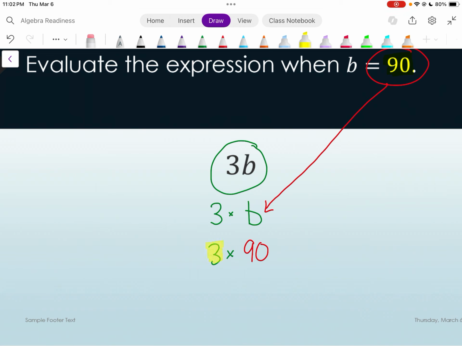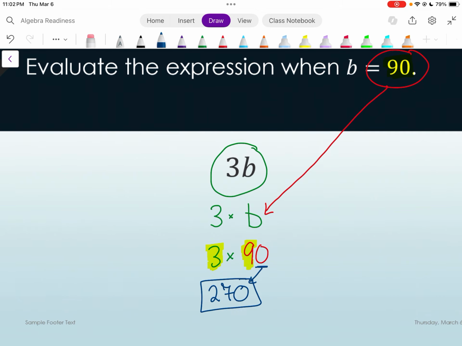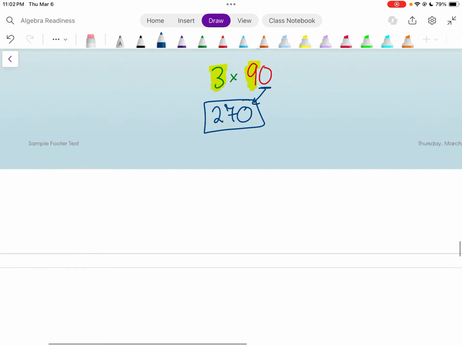This one, when you take 3 times 90, we're going to start with 3 times 9. Once you know what that is, which is 27, you are going to place that 0 from the end of 90 at the end of your number, making our answer 270. Good. All right, so now we're going to move on to the next problem. You want to make sure you have all of this written down so you can use this as a reference when you go to do your independent practice.